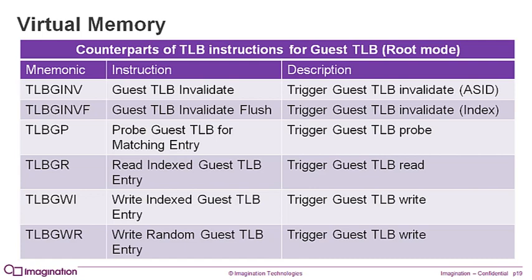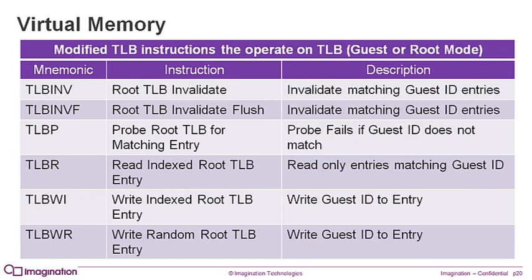All instructions that change an entry will only affect the TLB entries where the guest ID of the entry is equal to the CP0 guest control 1 RID. These standard TLB instructions have been modified to use the guest ID if the guest control 0 RAD field is clear. These instructions are used by the guest OS or the hypervisor to manage their respective TLBs.